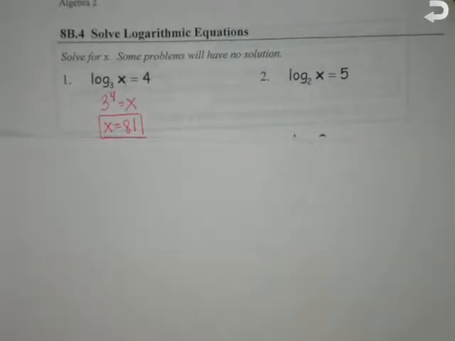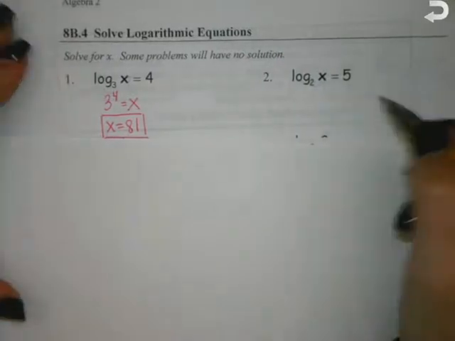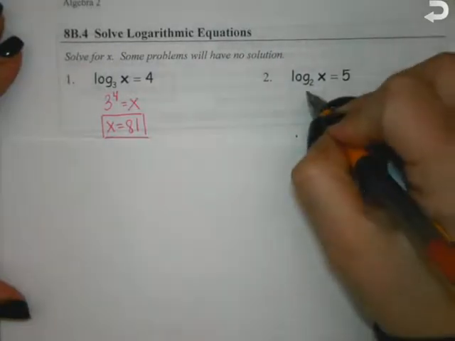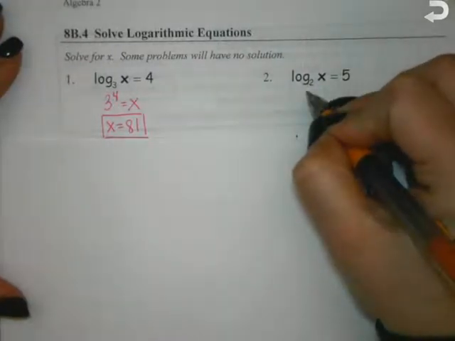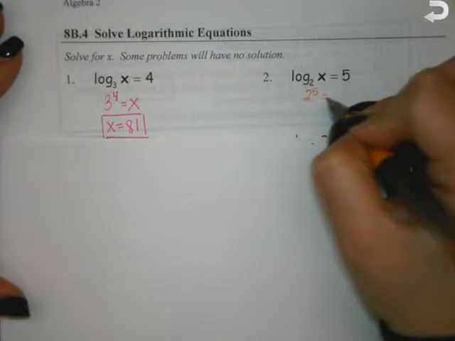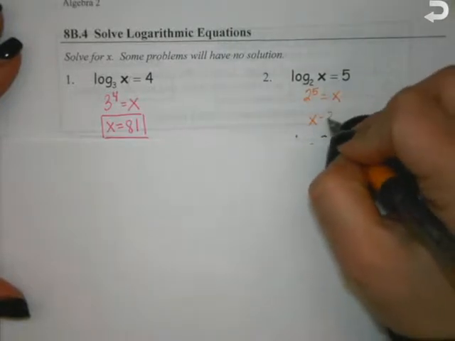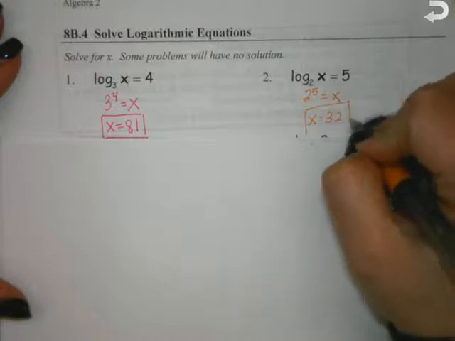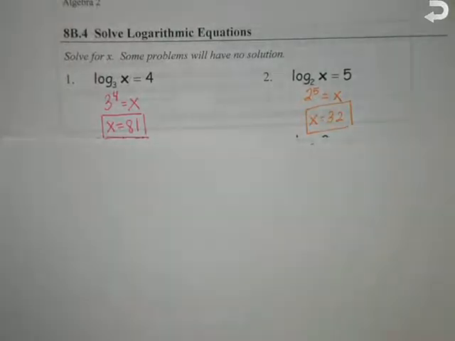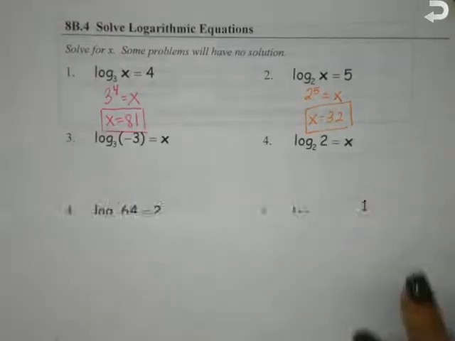So, guys, what did you do first? So this is the same as what? 2 to the 5th equals x. And what does 2 to the 5th equal? 32. Good. Okay. Piece of cake. Let's look at number 3.